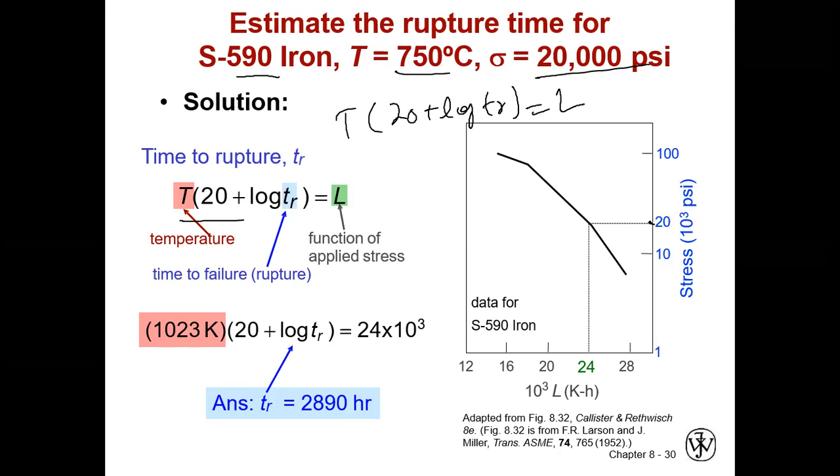Okay, so if I go down here in this graph and look down here, it touches 24 into 10 raised to the power 3, right? L. So I found the value of L from this graph. Okay, and I need to find this TR, right? And T I am given with this, and I will convert it. I told you you will convert it to Kelvin, right?